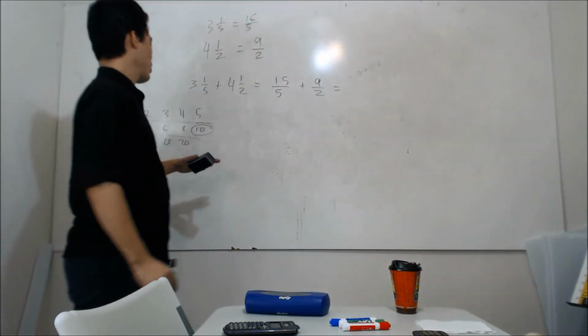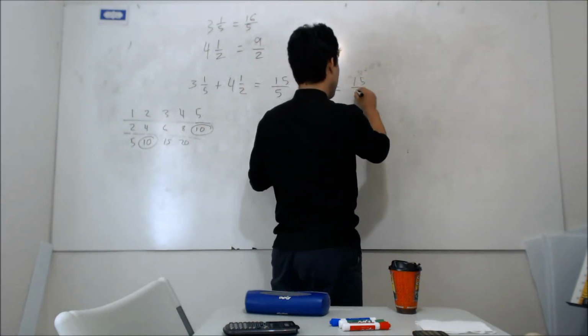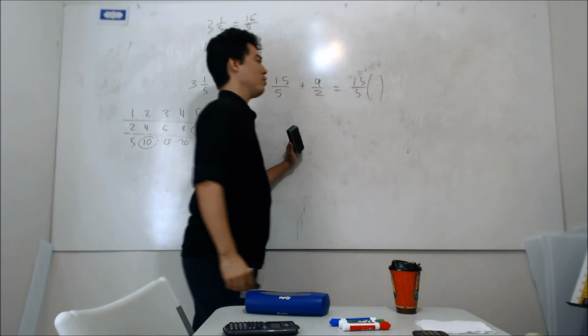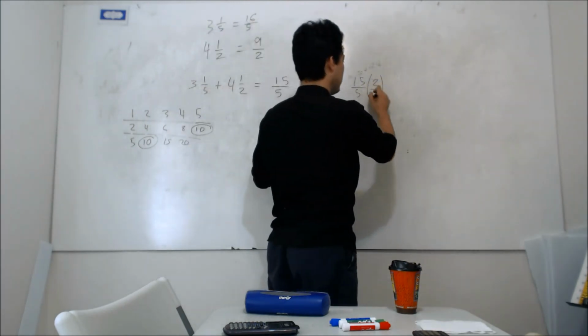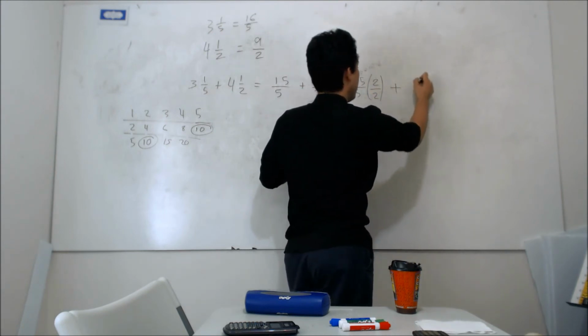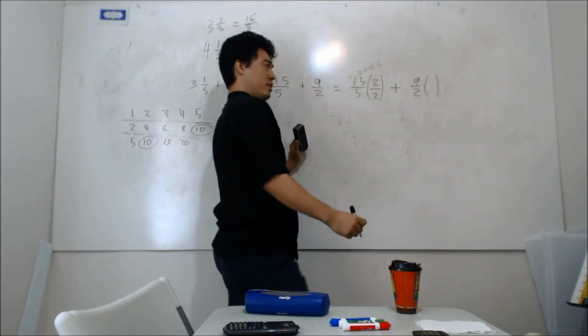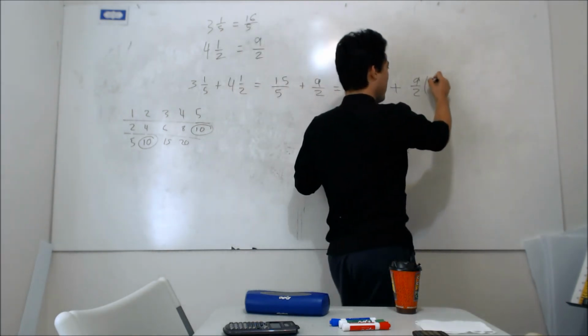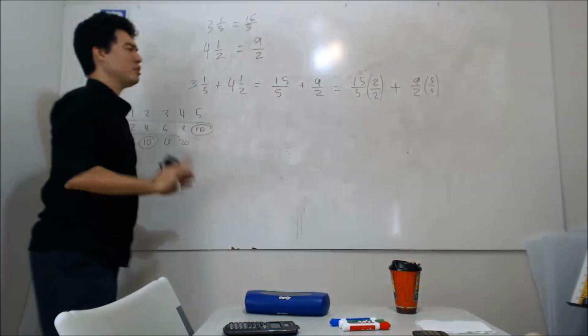So watch. We want the denominator to be 10. 15 over 5. The denominator equals 10. Then we need 5 times 2. So that means that this is going to be 15 over 5 times 2 over 2 plus 9 over 2 times, in this case we want the denominator to be 10. 2 times 5 is 10. So we have to have 5 over 5 here. Okay? And this is perfect.